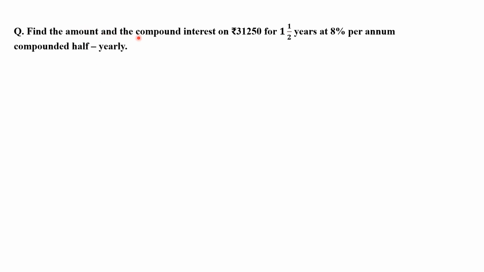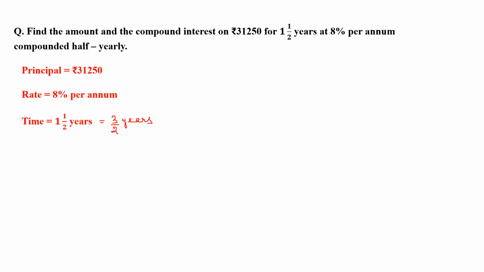Find the amount and compound interest on 31,250 rupees for 1.5 years at 8% per annum compounded half yearly. So here principal is 31,250 rupees, rate is 8% per annum, time is 1.5 years, right? Here I can write time in terms of a fraction: 1.5 years is 3 by 2 years. And what you have to find is the amount.